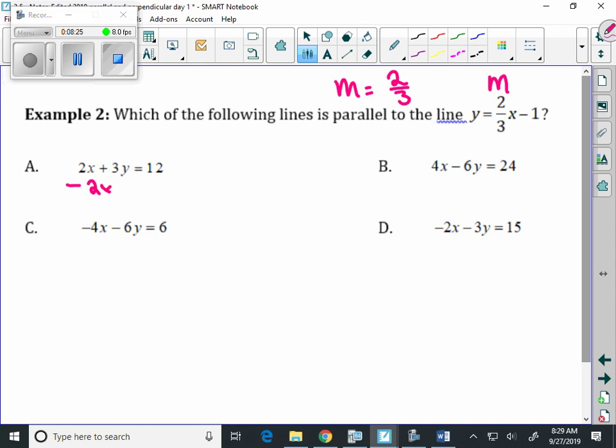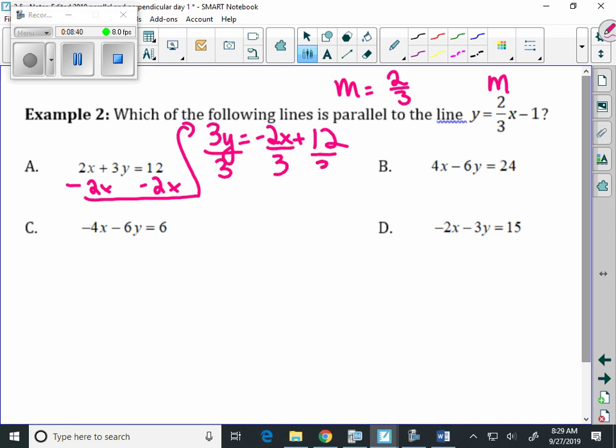So to put this in slope-intercept form, we're going to subtract 2x from both sides. And we end up with 3y equals negative 2x plus 12. And then we can divide by 3. So we get y equals negative 2/3 x plus 4. And maybe you didn't even need to do that last step. Because once we solve for y, what we know is the number in front of the x is our slope, and negative 2/3 is different from positive 2/3. So it's not A.